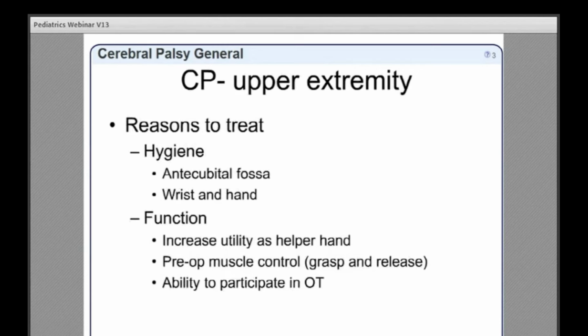The reasons to treat in these patients include improvement of hygiene in those kids who have severe contractures of the elbow, which causes skin maceration and breakdown in the antecubital fossa, or of the wrist and hand, which can cause similar problems in the palm. The other reason to treat for these children is to improve function, and the ability to improve function is relative to the ability of the child to cognitively participate in occupational therapy as well as to control their own muscular movements. It increases the utility of that hand as a helper hand if they have better control and better cognition.